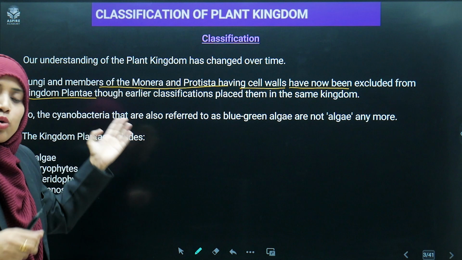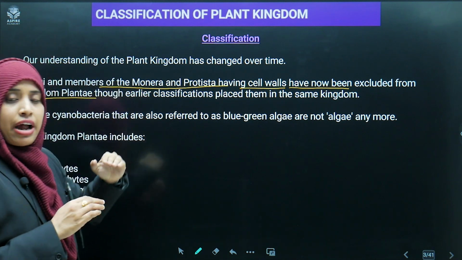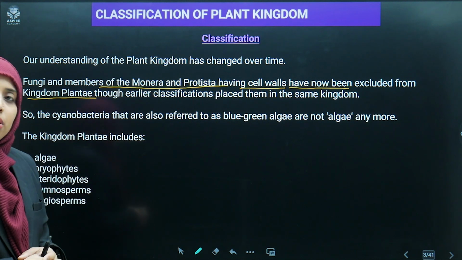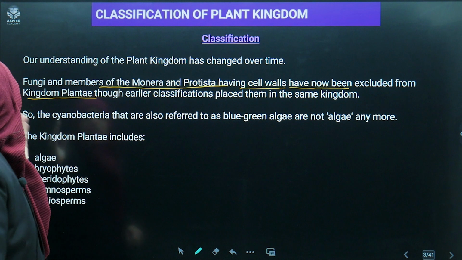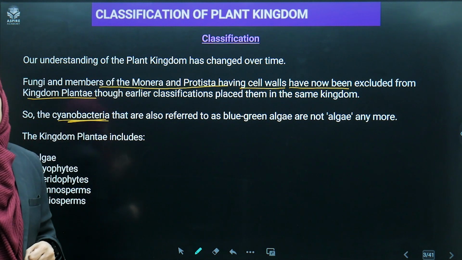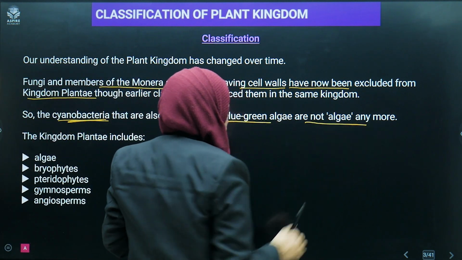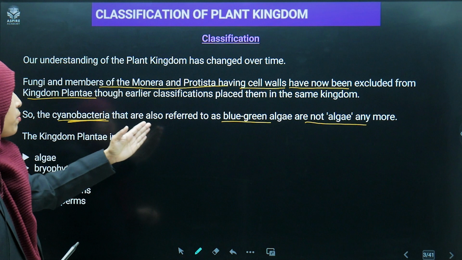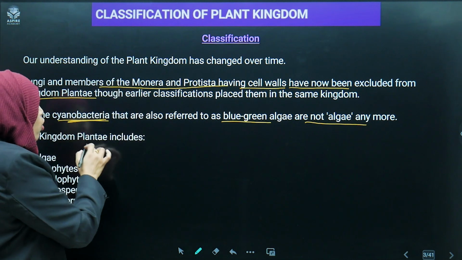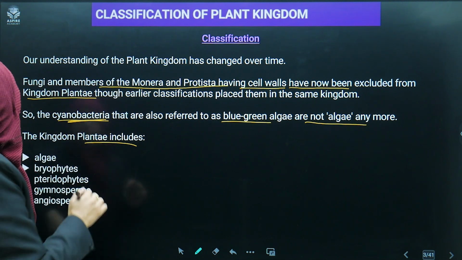पहले fungi उसी plant kingdom में था. But after that, when the separate kingdom was formed, fungi was separated from the plant kingdom. Now the cyanobacteria, blue-green algae, are not algae anymore. तो ये सबको किस कैटेगरी में रखा गया? मोनेरा में.